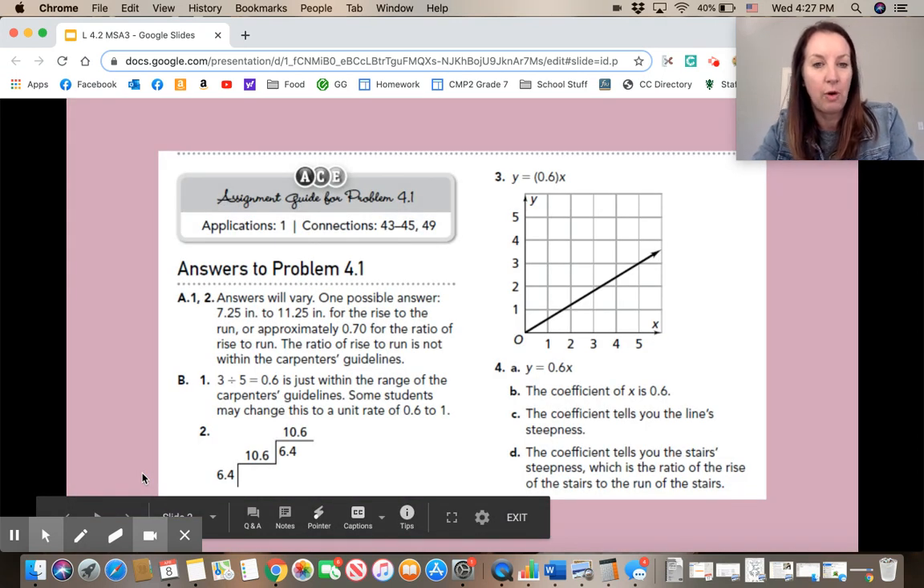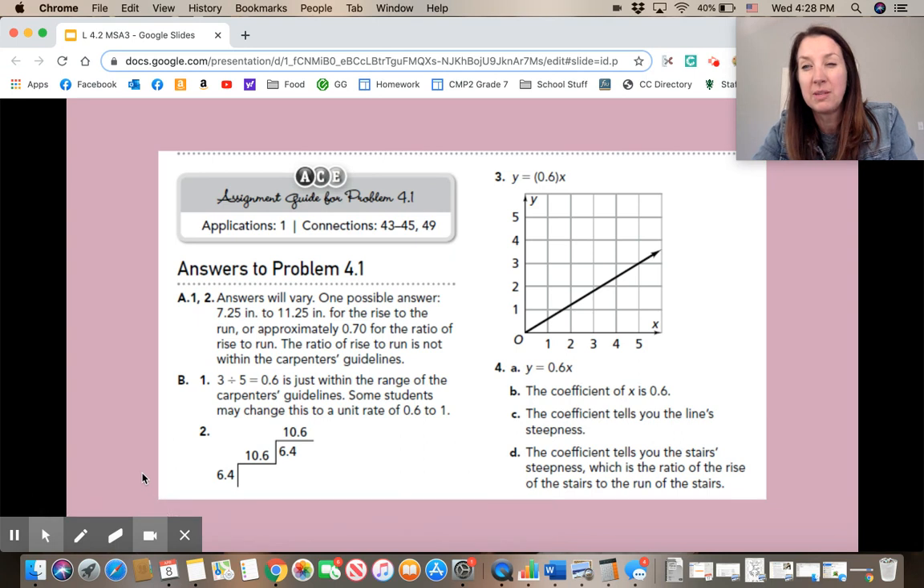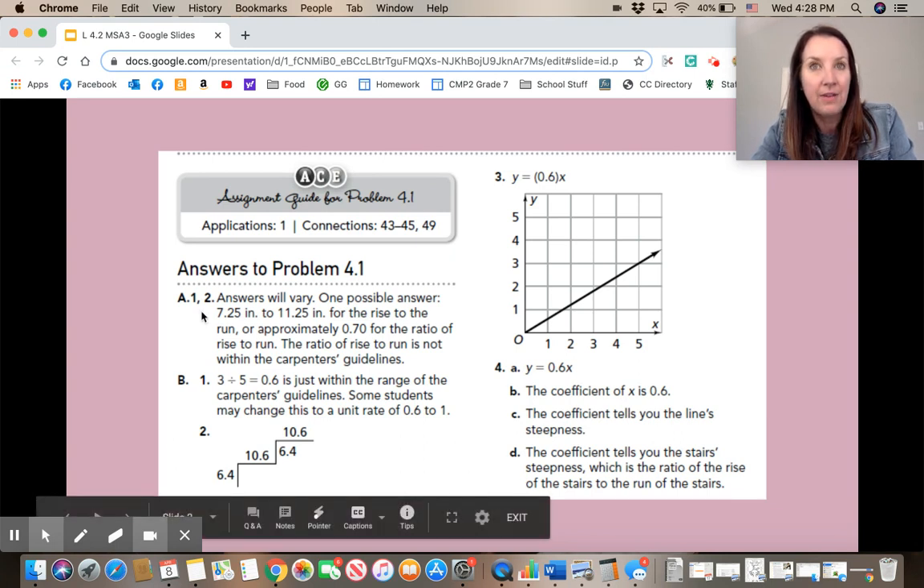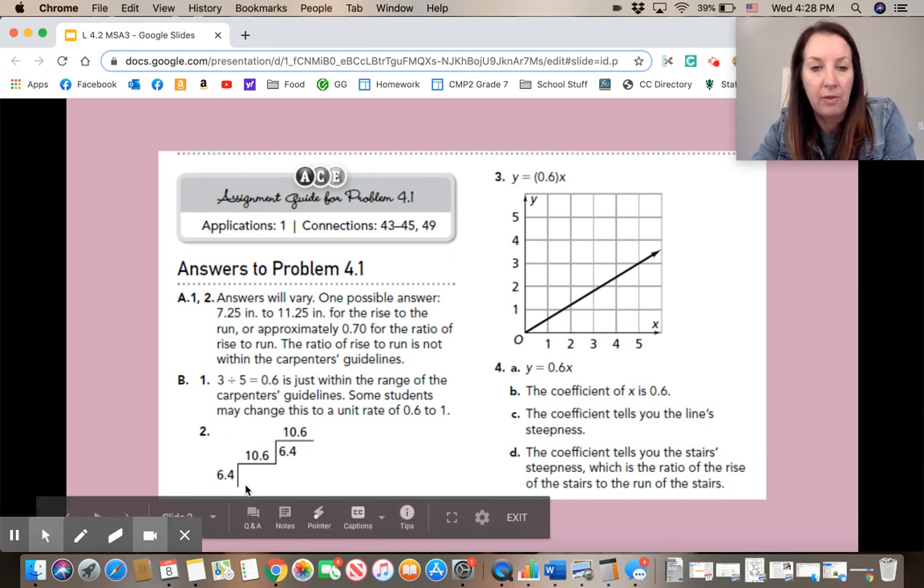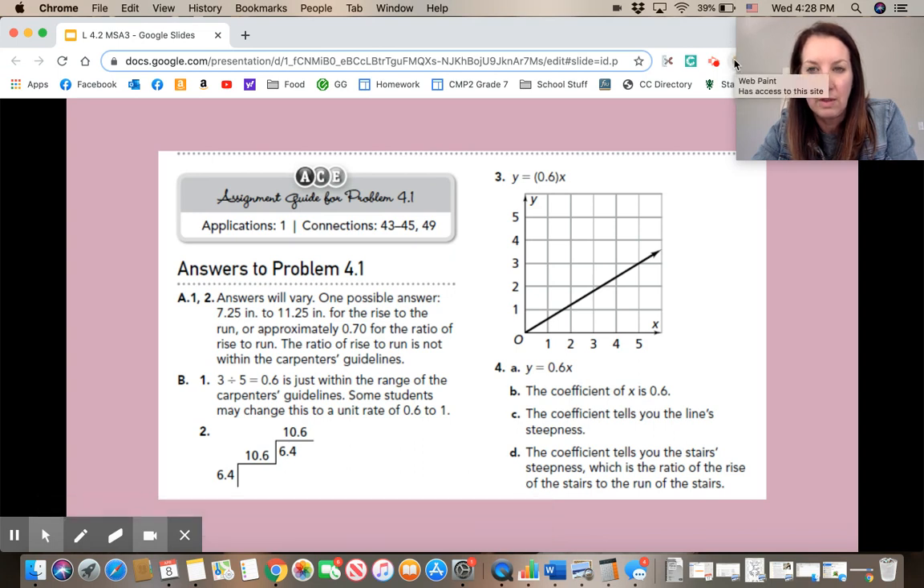I'll start by going over the work from yesterday. You were doing 4.1 where you were measuring some stairs. So obviously in question A, your answers will vary. In B, the answer key shows 0.6, but you probably just wrote 3/5 for the slope. So it was going up 3/5. Again, you may have had different work than this one says. The equation was y equals 3/5 x.